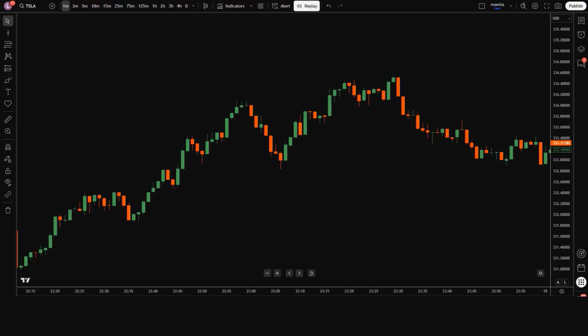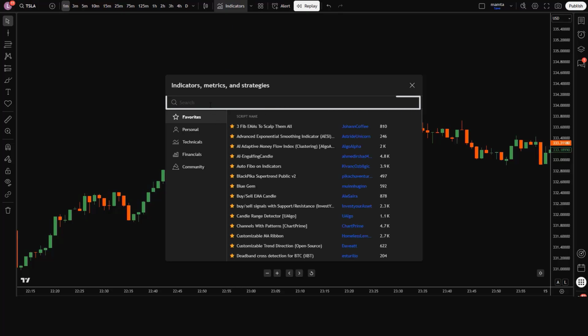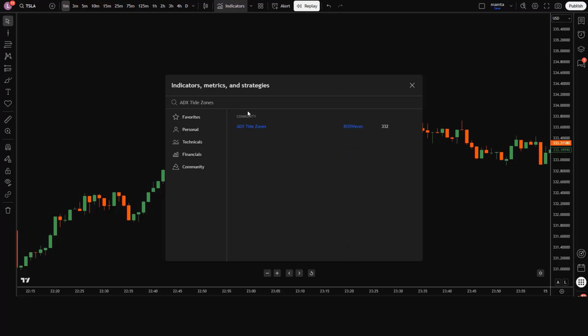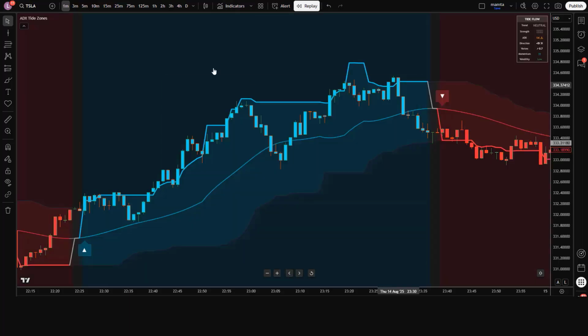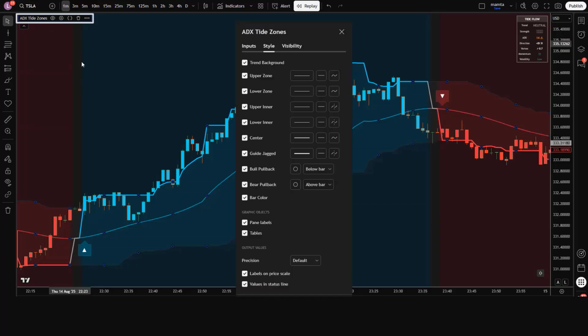Let us now understand the trading setup. We open the TSLA 1-minute chart. This strategy works well on the 1-minute time frame, as this strategy is unique, as no one has ever told you about it before. First of all, we will search ADX Tide Zones in the search box of TradingView. After that we have to click on the ADX Tide Zones option, in which we have to change some settings.